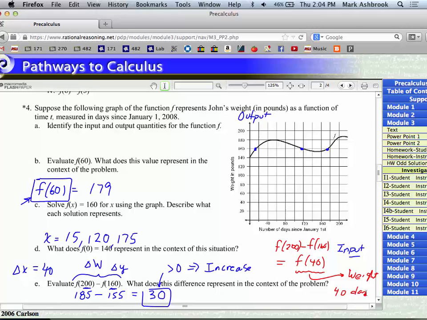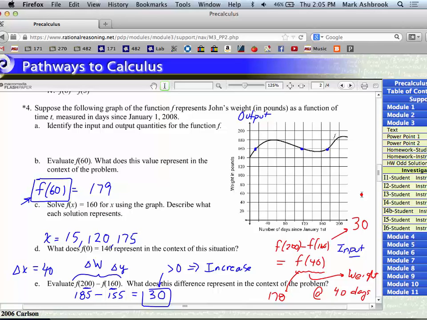And how much, estimate that. 178, 180, something like that? Okay, so we got that to be 178. And what did we get the change in weight to be earlier? Nowhere close, right? Because they mean two totally different things. F of 40 means the weight 40 days after January 1st. It's the output. This means the change in weight starting at day 160 and ending at day 200. And that's a change of weight of 30.